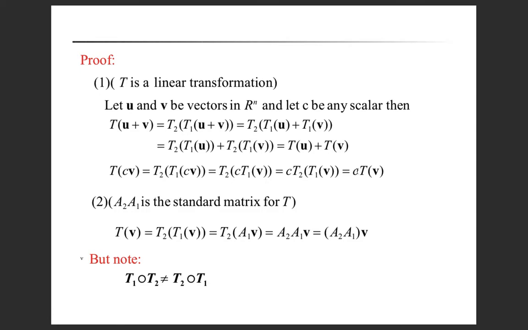If T1 and T2 are linear transformations, then their composite transformation is also a linear transformation. T2 of T1 is also a linear transformation.